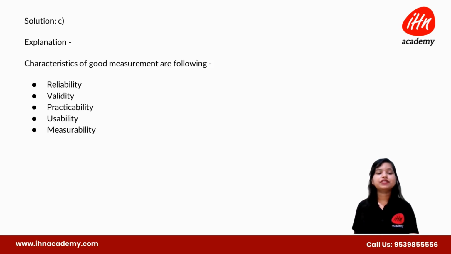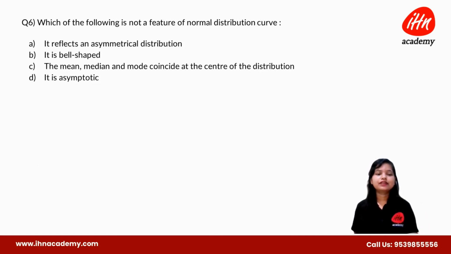Okay. So in explanation, I have given the characteristics of good measurement, which are reliability, validity, practicability, which are the given options. And the 2 more are usability, it should be usable, measurability, it should be measurable. So these are the 5 characteristics. Clear? Next, which of the following is not a feature of normal distribution curve?